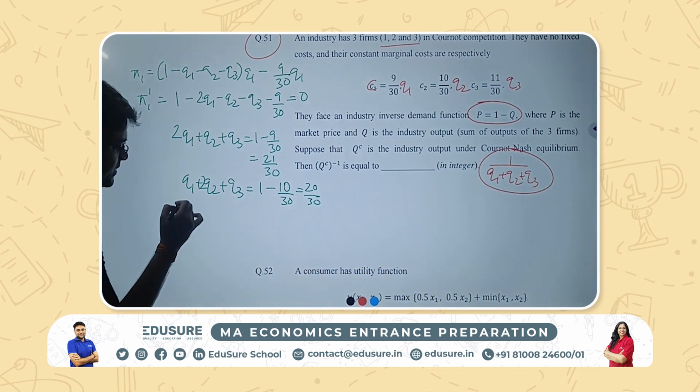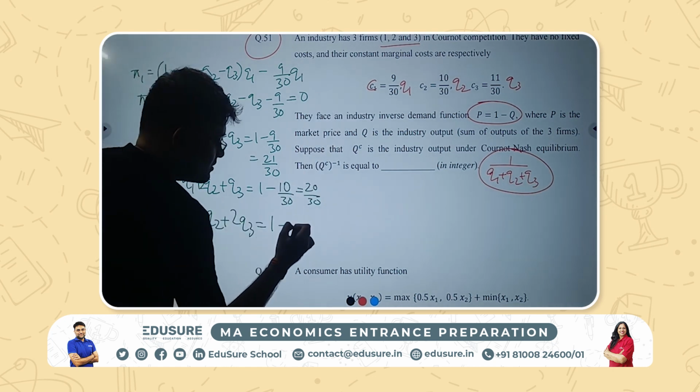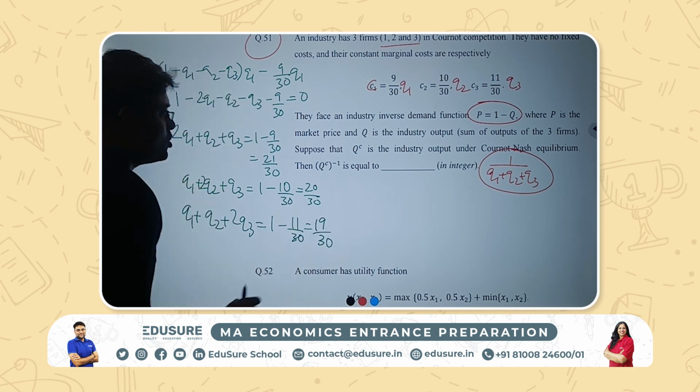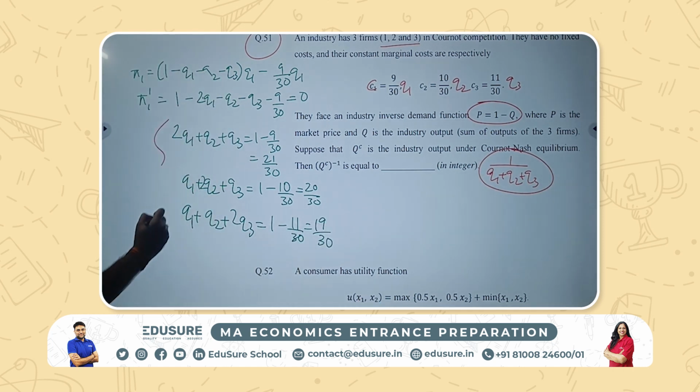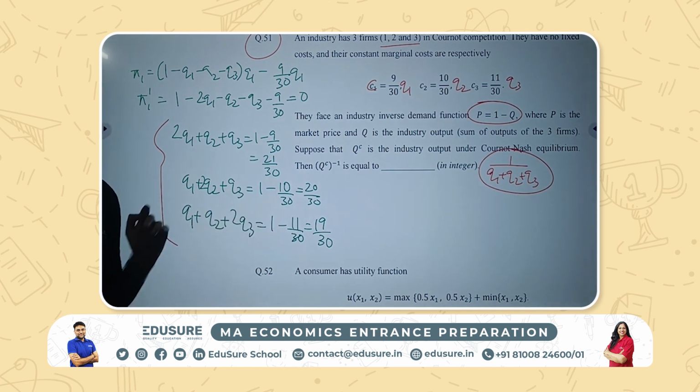You will understand why. And from the third profit equation, we will get Q1 plus Q2 plus 2Q3 equal to 1 minus, now the marginal cost is 11 by 30, so this will be 19 by 30. So I get three equations: 2Q1 plus Q2 plus Q3 is equal to 21 by 30. Q1 plus 2Q2 plus Q3 is equal to 20 by 30. Q1 plus Q2 plus 2Q3 is equal to 19 by 30.